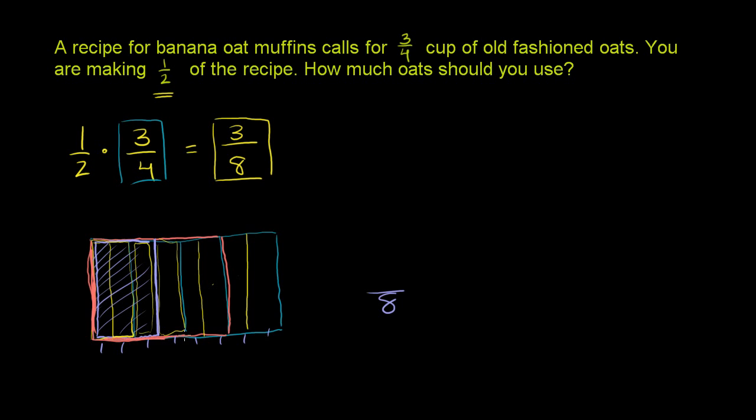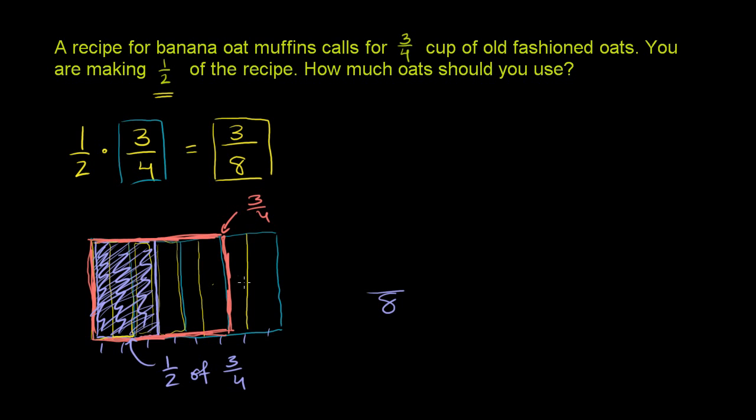Let me make this very clear, because this drawing can get confusing. This was 3/4 right there. This area in this purple color is 1/2 of the 3/4. But let's think about it in terms of the eighths. How many of these sections of 8 is it? Well, you have 1 section of 8 here, 2 sections of 8 there, 3 sections of 8. So it is 3/8. Hopefully that gives you a more tangible feel for what it means when you take 1/2 of 3/4.